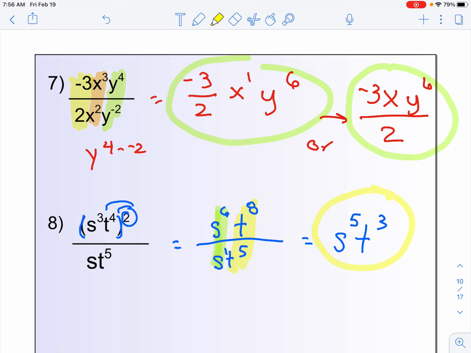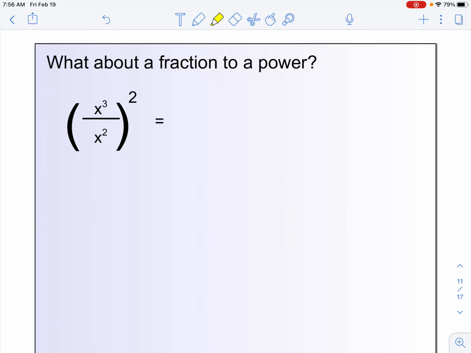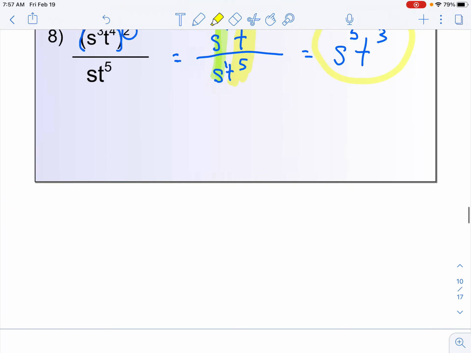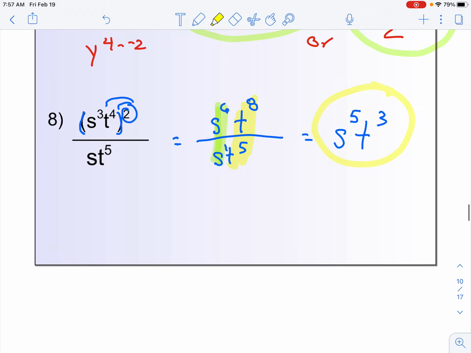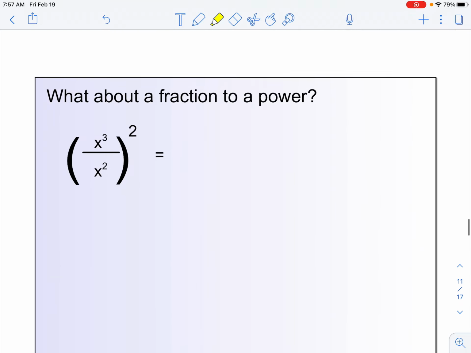So really, again, when you have common bases and you're dividing, you're going to subtract the exponents. When you have common bases or letters and you're multiplying, you're going to add the exponents together. But what about a fraction that's raised to a power? In the last example, just the numerator was raised to a power. But what if the whole fraction is raised to the power?